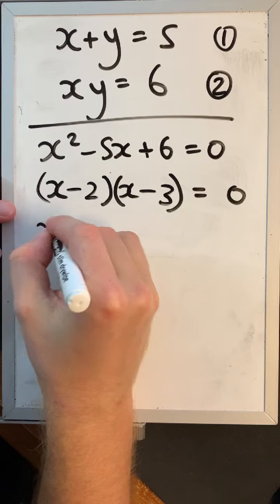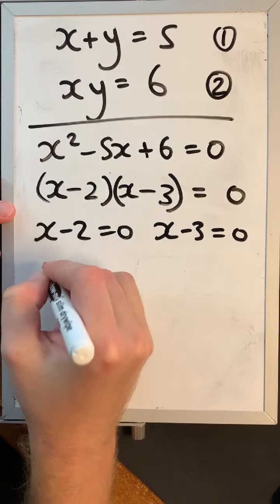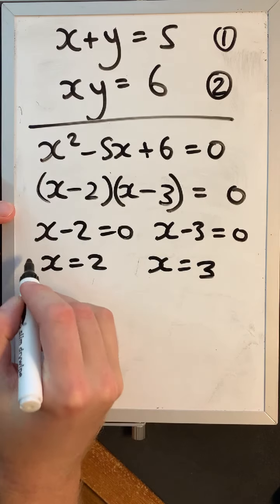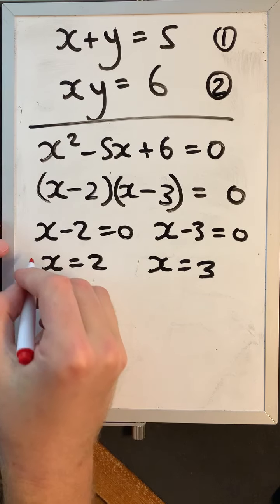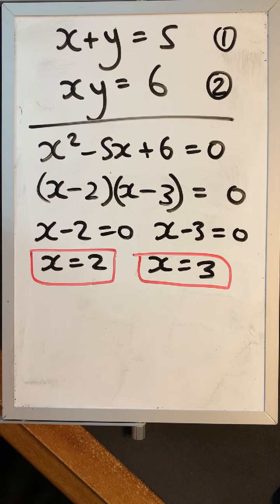Let's solve these then. So we've got x minus 2 is equal to 0, and x minus 3 is equal to 0. So x is 2 and x is 3. So that's our two solutions for the x's.